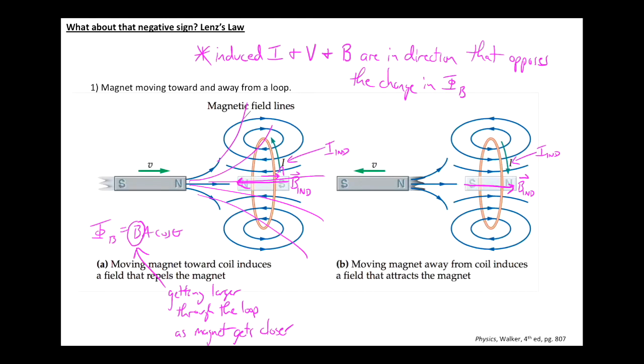Up and down. So you want to move it this way. Same thing, but a lesser effect, because I wouldn't be changing how much flux is there as rapidly because of the direction of motion. But you'd still get some induced current.